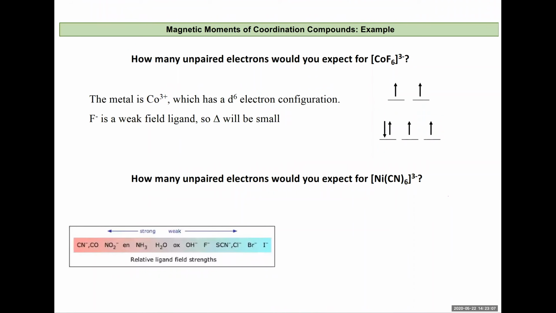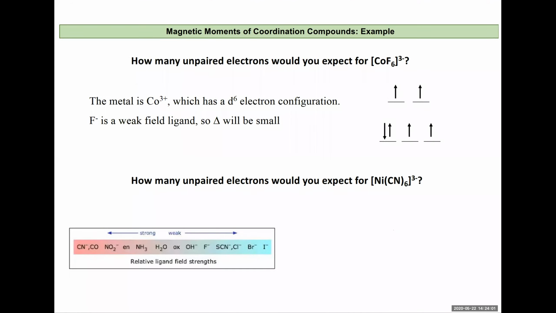So let's look at an example of cobalt with fluorine. If I wanted to tackle what I would expect for this, is it high spin or low spin? Is it going to be paramagnetic or diamagnetic? Like, how's it going to interact with a magnet? I would start by saying, okay, I've got cobalt +3.